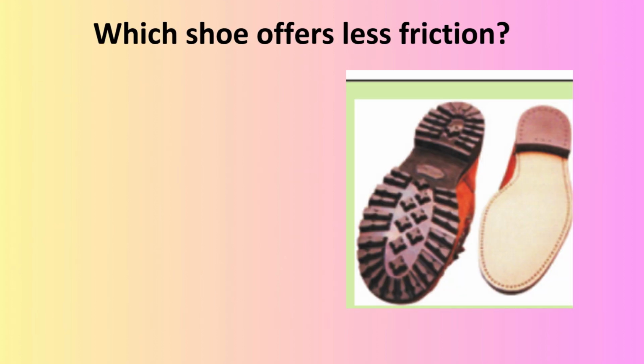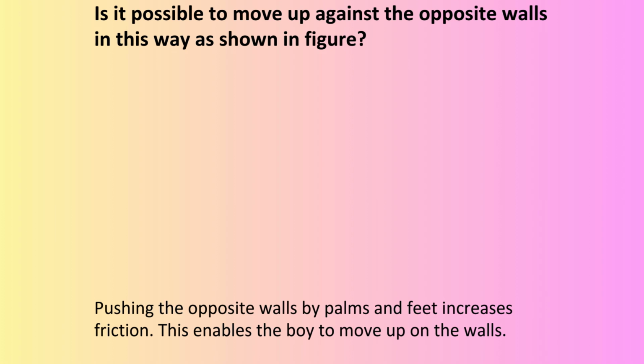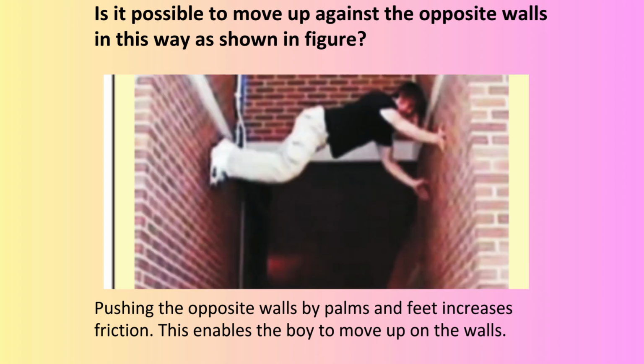Which shoe offers less friction? The shoe with the smooth sole, right shoe 2, offers less friction. The shoe with the treaded sole, left shoe 1, offers more friction and is better for walking because it provides more grip. Is it possible to move up against the opposite walls in this way as shown in the figure? Pushing the opposite walls by palms and feet increases friction. This enables the boy to move up on the walls.